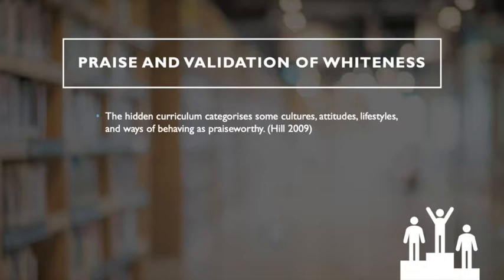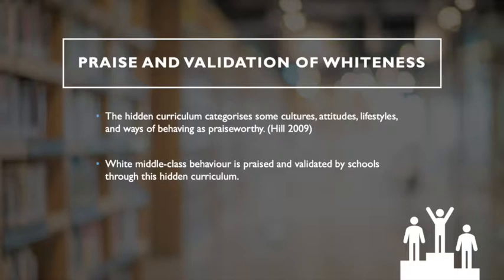In doing this, the hidden curriculum categorises some cultures, attitudes, lifestyles, and ways of behaving as praiseworthy and being characteristic of a child that is more likely to be encouraged in a school setting and expected to have academic success. White middle-class ways of walking, talking, diction, vocabulary, and their ways of interacting with authority figures such as teachers tend to be praised and validated by schools.